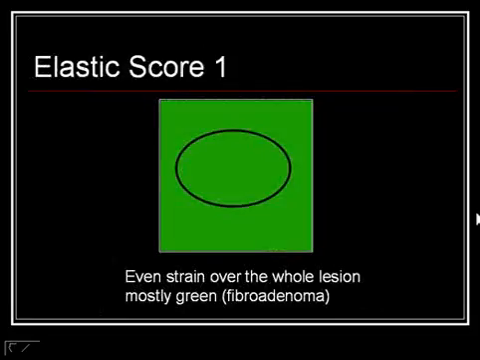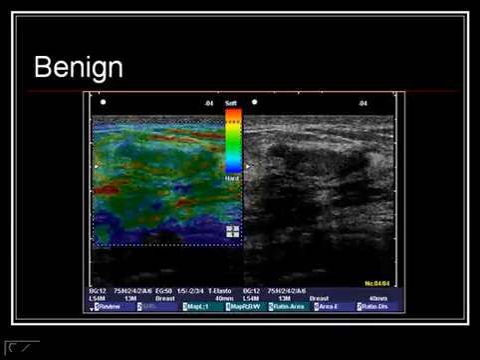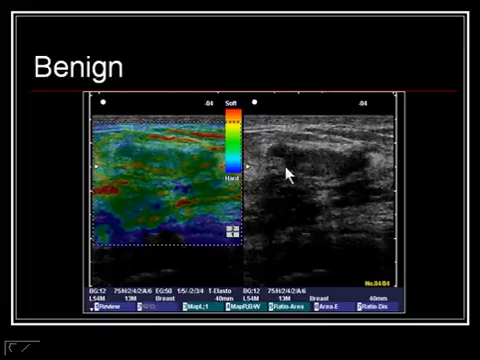On an elastic score of 1, you will see an even strain over the whole lesion, which is green, as well as the surrounding breast parenchyma. This would be an example of a fibroadenoma. Another example of a benign lesion seen on an elastogram would be a typical hypoechoic lobulated lesion, which is parallel to the skin. However, when you apply the elasticity, you notice that the lesion is all green, and it is surrounded by fairly soft parenchyma, which is red or green, and this is a fibroadenoma.